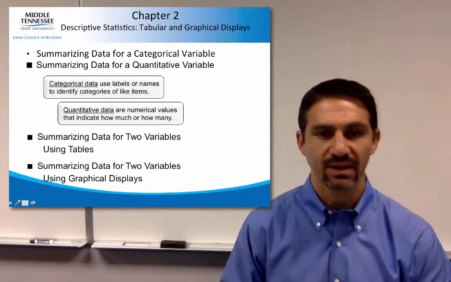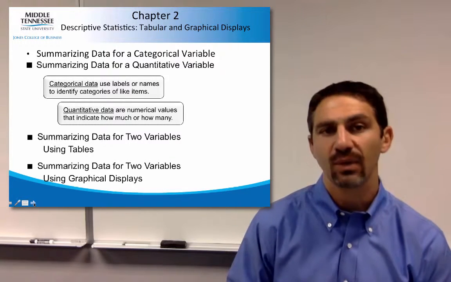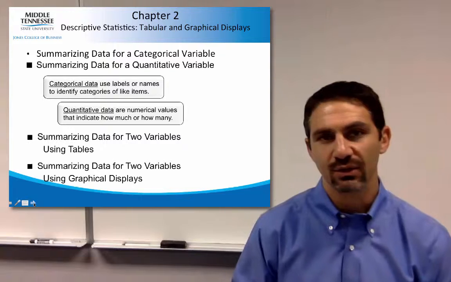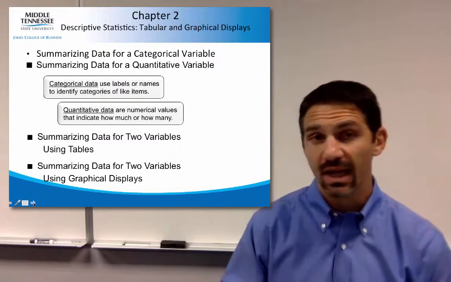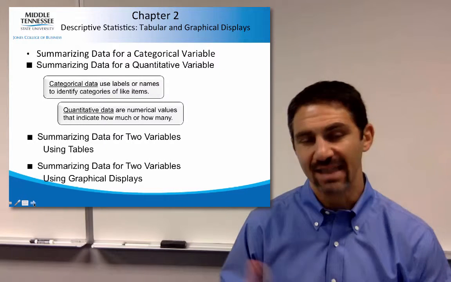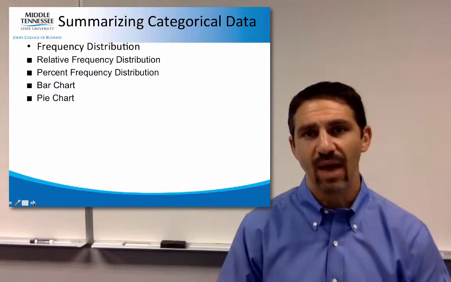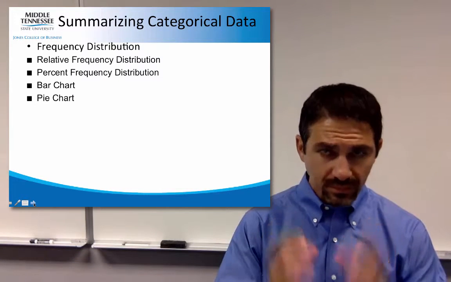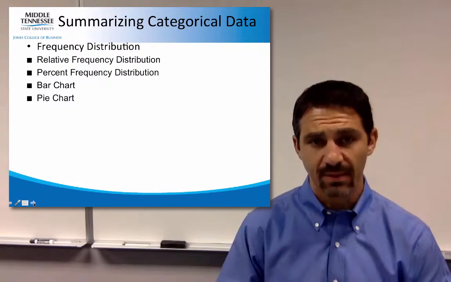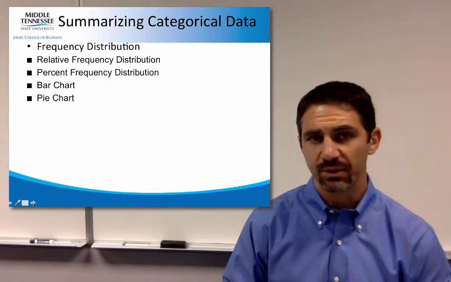Then we'll look at summarizing two variables and how that looks graphically. And then I'll even give you a little bit of a teaser in what you'll do in BIA2620 and 3621, which is really the data analytics and dashboard type of stuff. So when we look at categorical data or summarizing it, we can look at putting it into some type of frequency distribution.